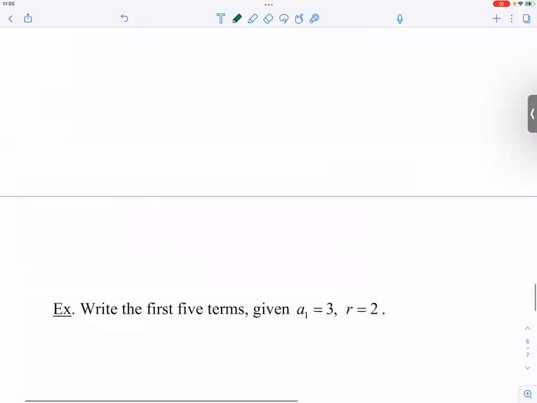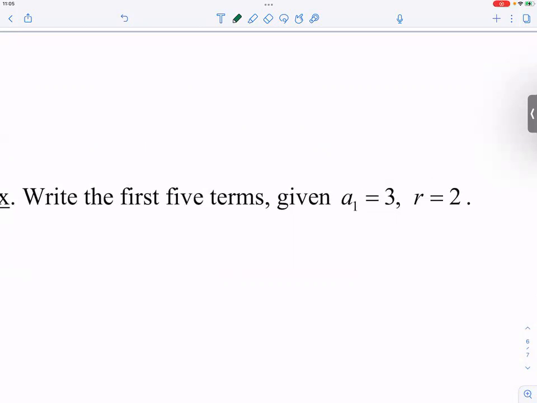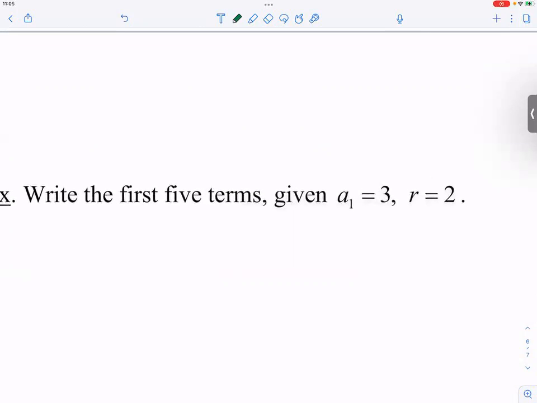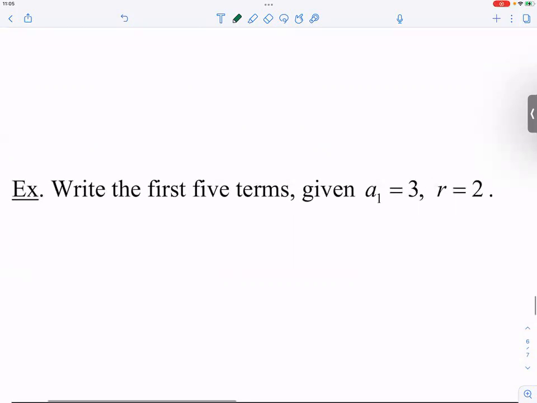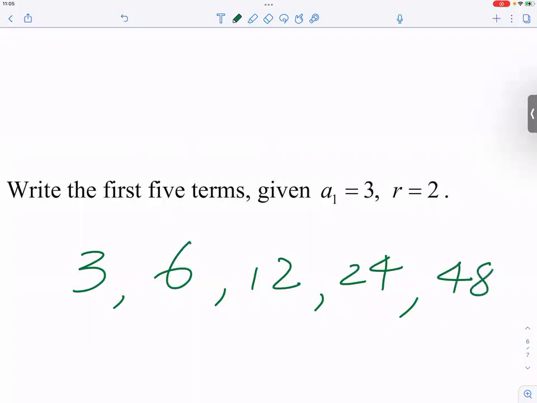Okay, so very easy. So now we say, all right, can you write down the first 5 terms given a1 and the r? We say, well, sure, the first term is going to be 3. If r is equal to 2, that means you are doubling, you're multiplying by 2. So the second term must be 6. Third term would be 12. And then 24. And then 48.